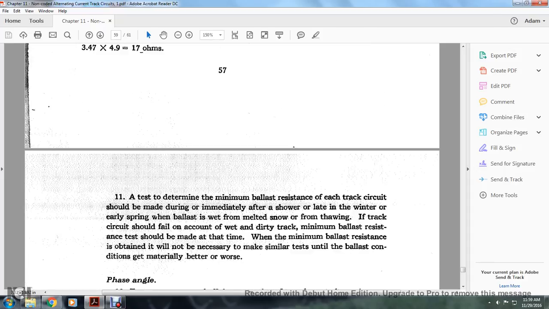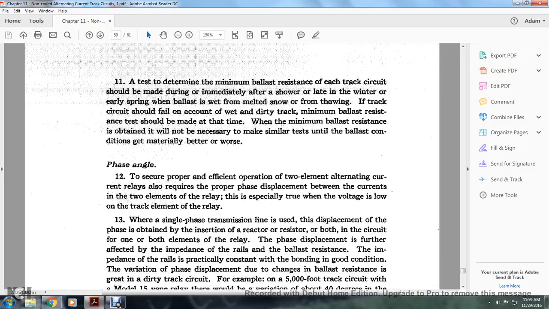11. A test to determine the minimum ballast resistance for each track circuit should be made immediately after a shower in the late winter or early spring, when the ballast is wet from melted snow or from thawing. If the track circuit should fail on account of wet and dirty track, the minimum ballast resistance test should be made at the time the minimum ballast resistance is obtained. It is necessary to make similar tests if the ballast conditions are getting materially better or worse.